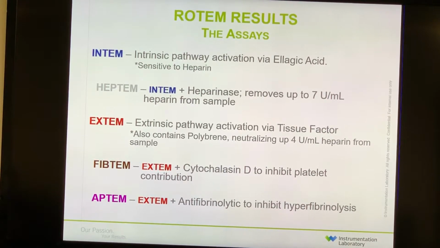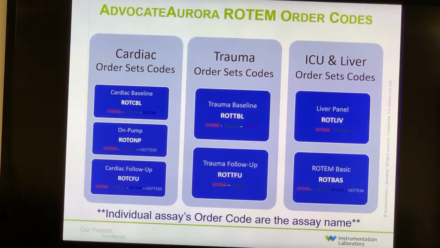FibTem's gonna let you rule in, rule out fibrin, because what we're doing is taking out the platelet contribution. We're using cytochalasin D, which acts on the platelet skeleton, and essentially removes that. So when you think about what's actually forming the clot, you have the platelets and the fibrin. You take the platelets out, you can rule in, rule out the fibrin. So Xtem to FibTem is really gonna be a go-to assay with most every bleeding patient.